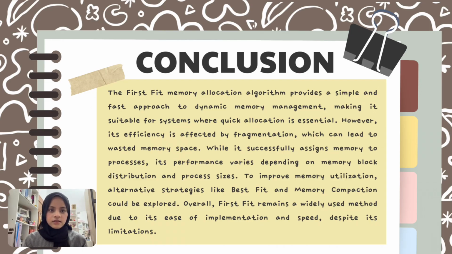In conclusion, the first fit allocation method is a fast and simple approach to memory management, making it suitable for systems requiring quick allocation. However, fragmentation can reduce efficiency, leading to wasted space. Its performance depends on memory distribution and process size, but improvements like best fit and memory compaction can enhance utilization. Despite its limitations, first fit remains a widely used strategy due to its ease of implementation and speed.